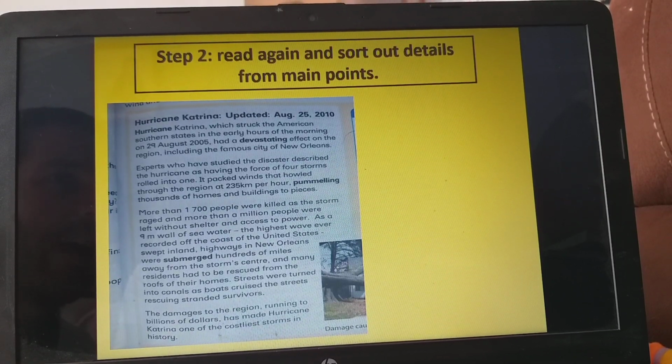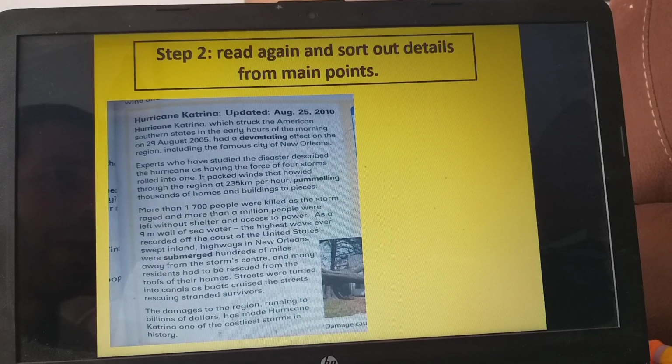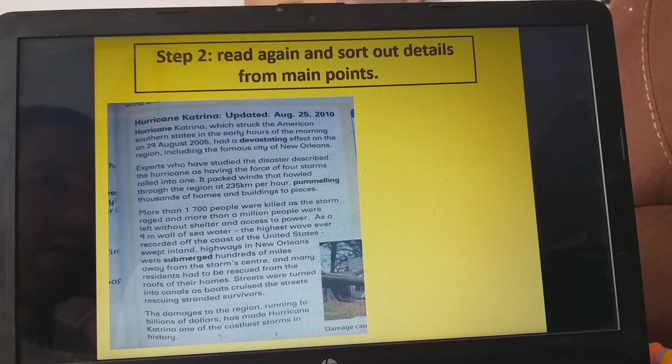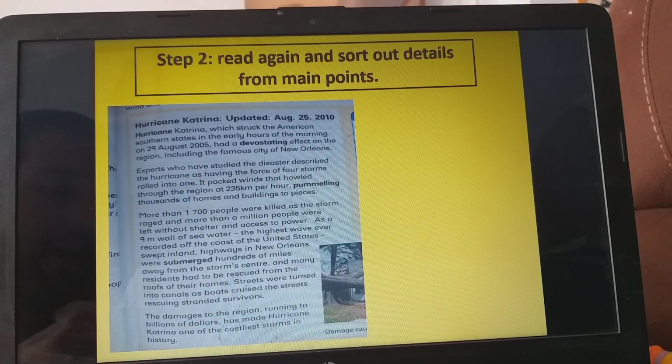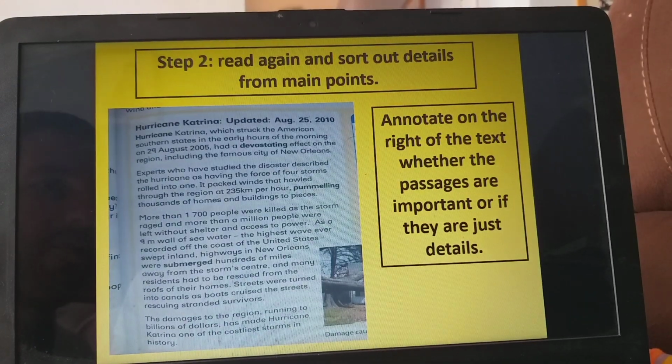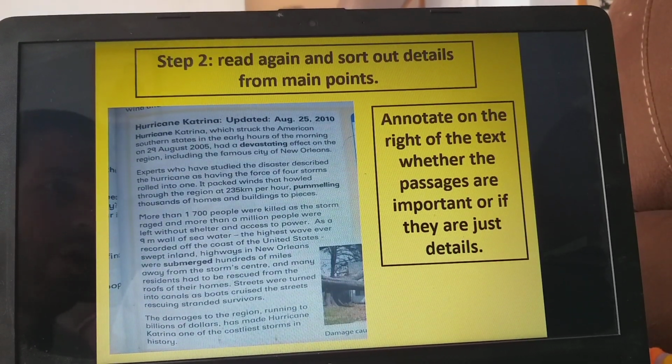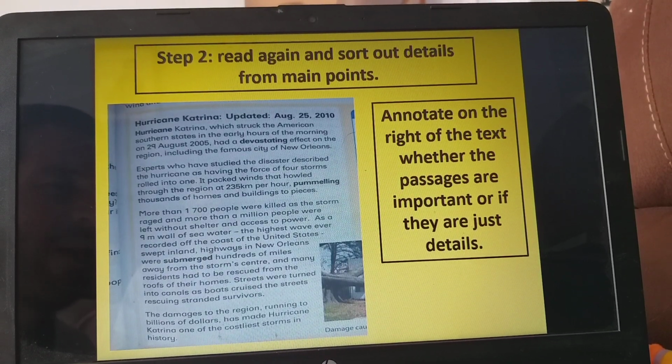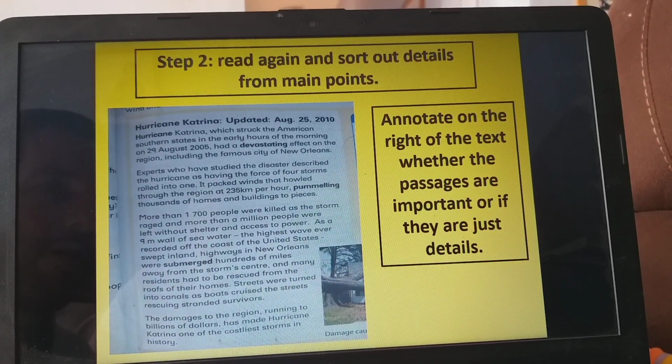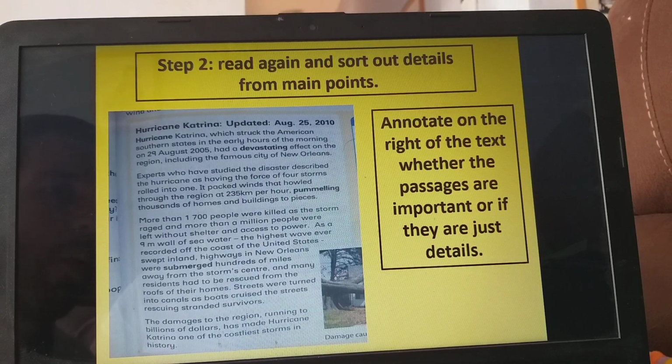Read it again, and now, this time, sort out the details from the main points. All right. And what you can do is make some annotations, so that's notes, on the right of the text, whether those passages are important or if they're just details. So look at each paragraph, all right, and decide for yourself, what is the main thing happening in this paragraph? What's the most important thing?